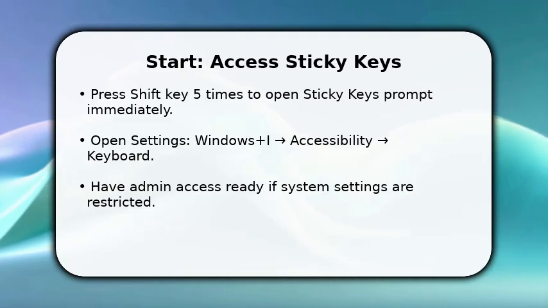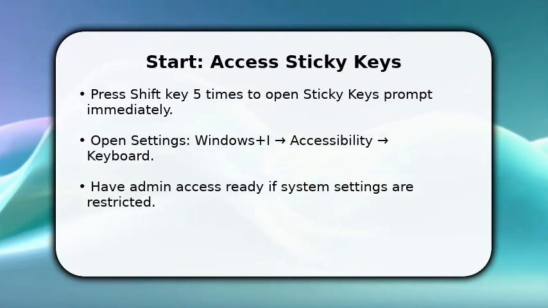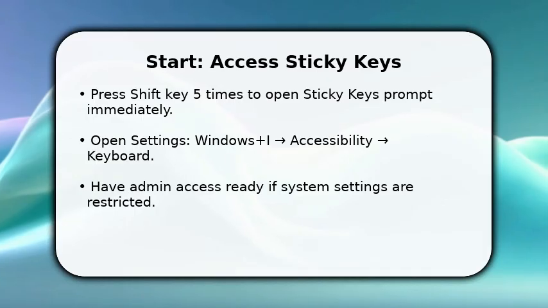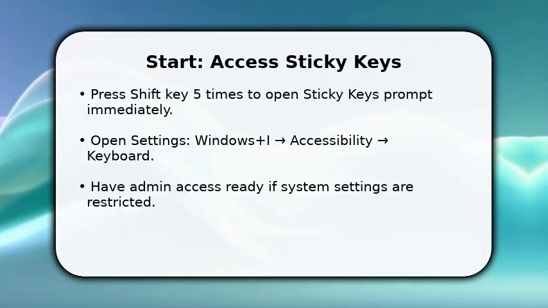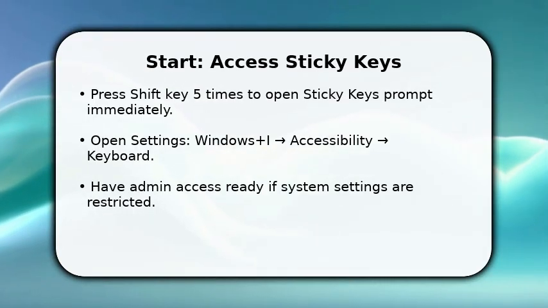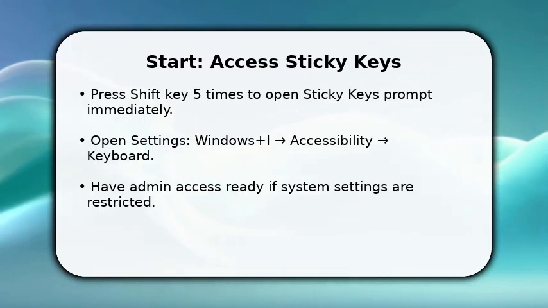You start by invoking the Sticky Keys dialog so you can act fast. Press the Shift key 5 times and the accessibility prompt appears. Once done, open Settings with Windows + I, then navigate to Accessibility and choose Keyboard.